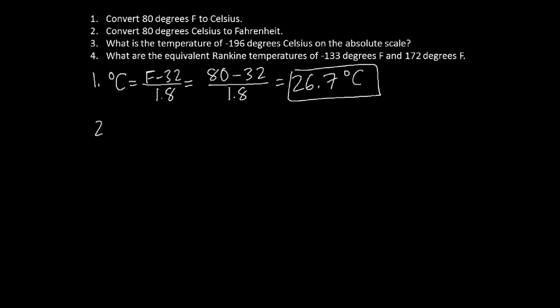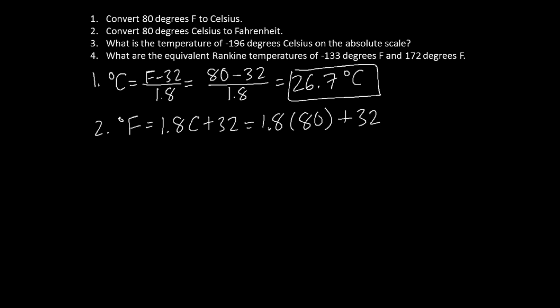Now we're going to head to the second question. Convert 80 degrees Celsius to Fahrenheit. So we're going to use this formula to convert Celsius into Fahrenheit: 1.8 times Celsius plus 32. This is equal to 1.8 times the value of C, or Celsius, which is 80, plus 32, and this is equal to 176 degrees Fahrenheit.